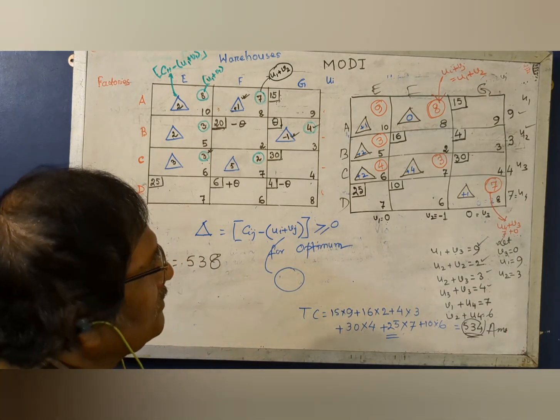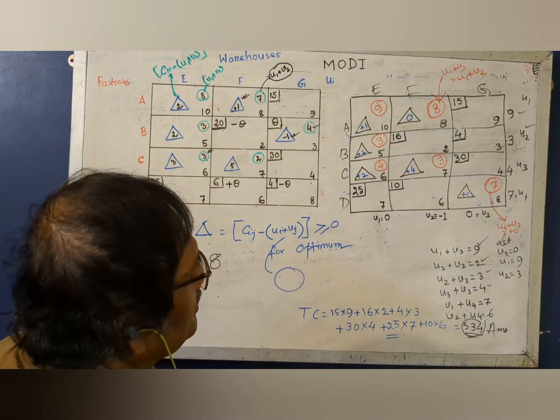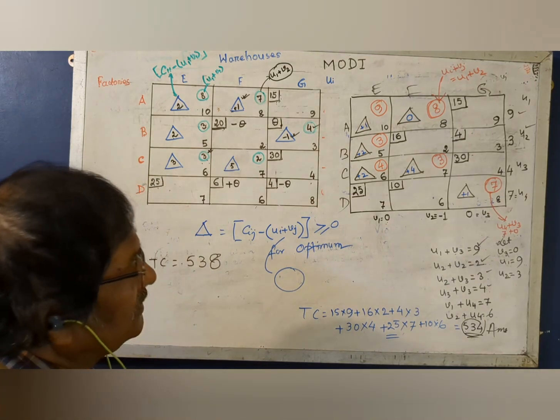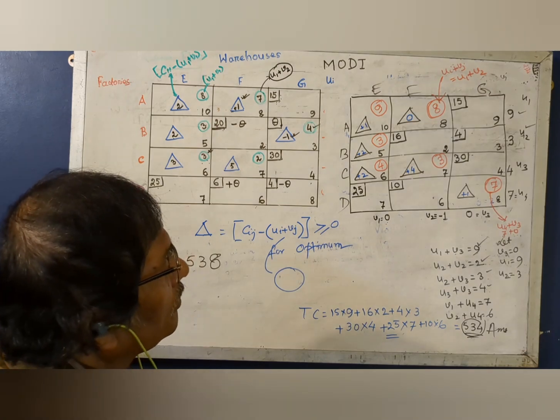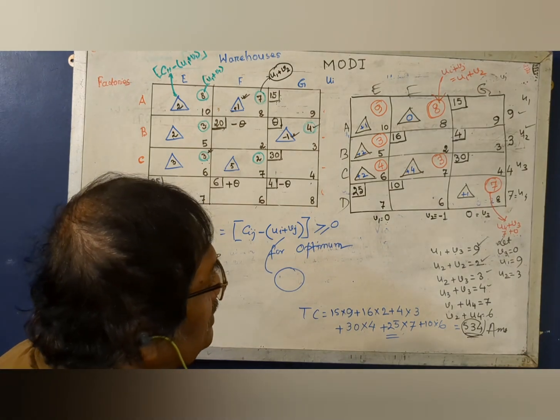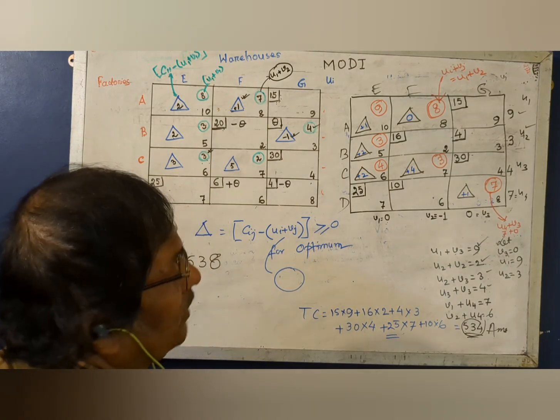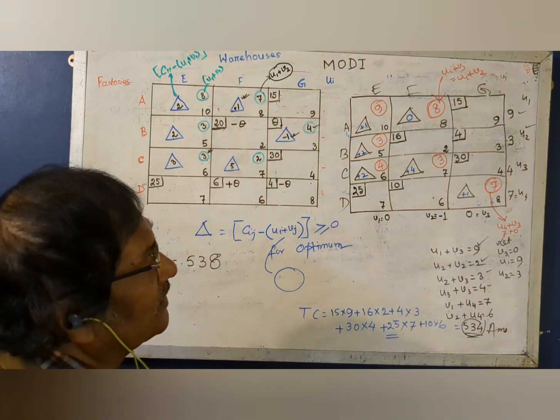And another case: sometimes you may find that the basic allocations are fewer than m plus n minus 1. If it is less than m plus n minus 1, then it is called a degeneracy problem. In that case, how we solve it, I will also discuss later on.